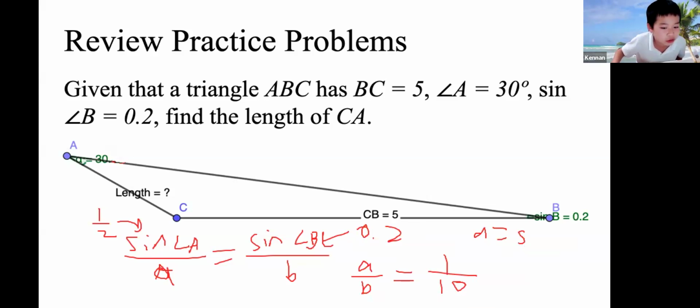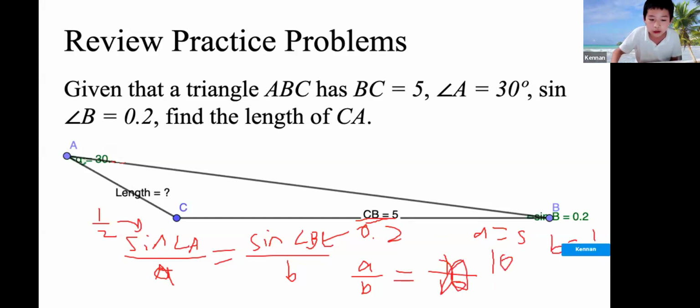Wait, hold on. I think I'm right. So we want to find the length of CA. I think I might have got it. Anyway, a equals 5, as we know CB equals 5. Actually, I think this should be wrong. I think this should be 10. Okay, so anyway, we know a equals 5, so b should equal 10. So basically, that's the answer.